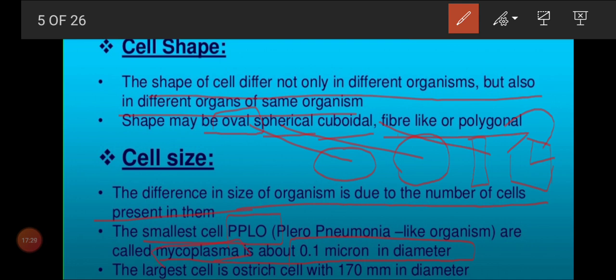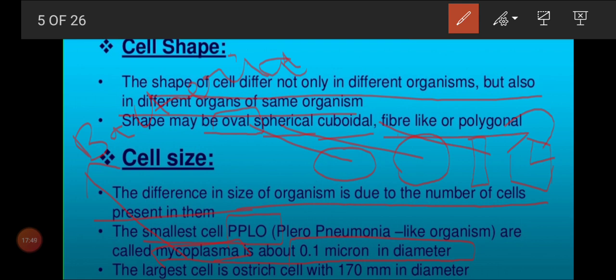What is mycoplasma, children? It is nothing but a bacterium. So a bacterium is very small in size. Example is mycoplasma. Okay, and what is the size? It is only 0.1 micron.